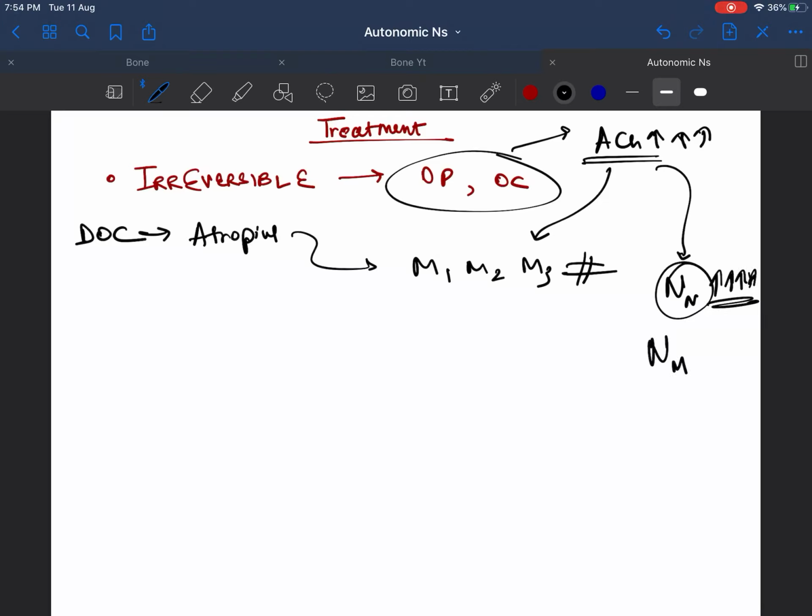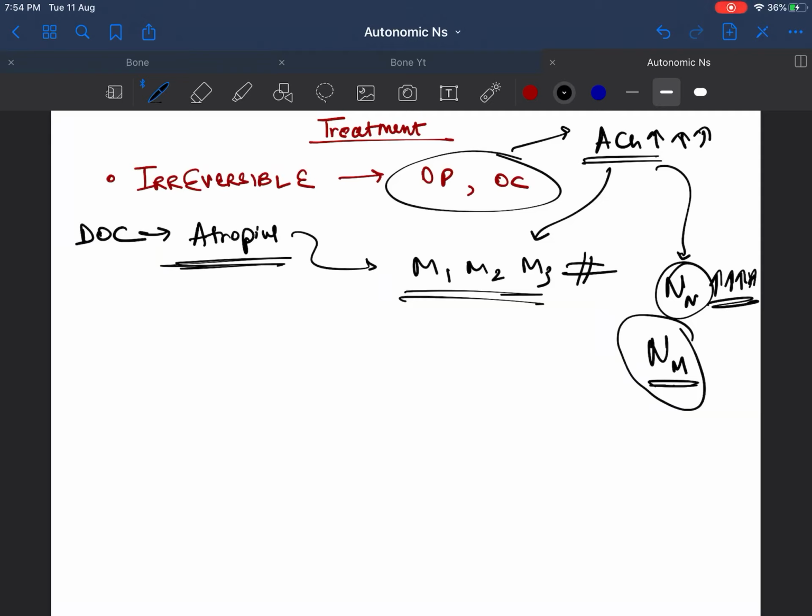And for NM, we'll look at another drug. For first, you have to give atropine, which will block the M1, M2 and M3 receptors. It will save the patient's life. It's done within 30 minutes, because afterwards aging will take place and it's very difficult to save the patient. Okay, so atropine will block these.